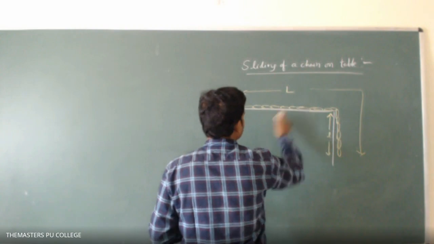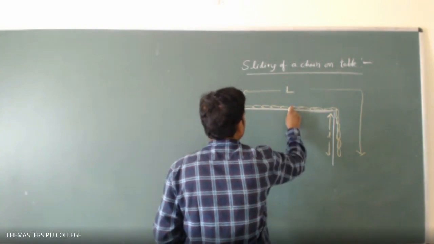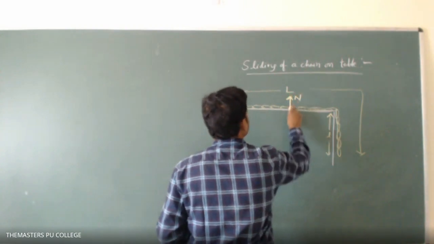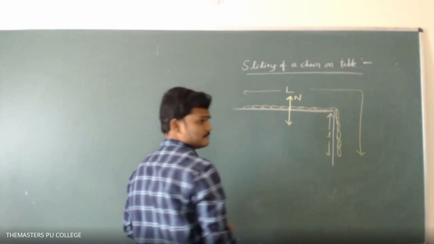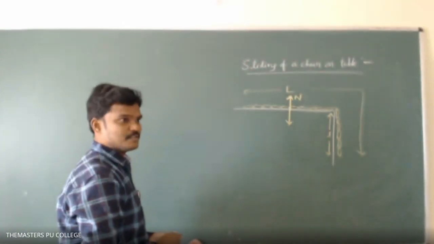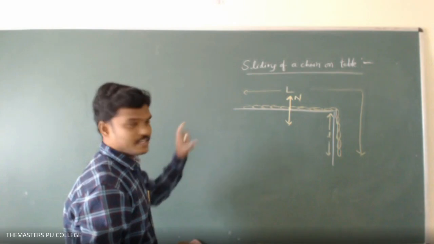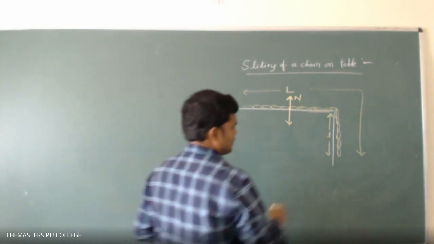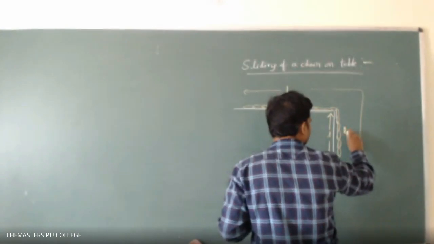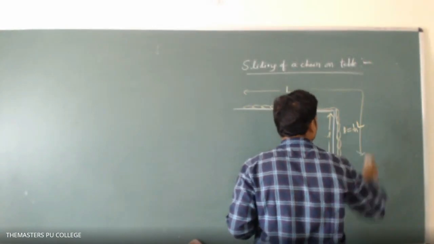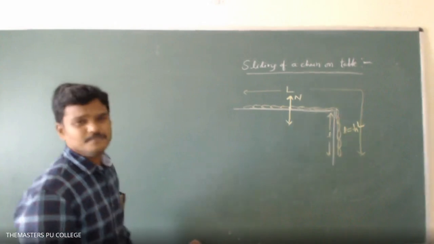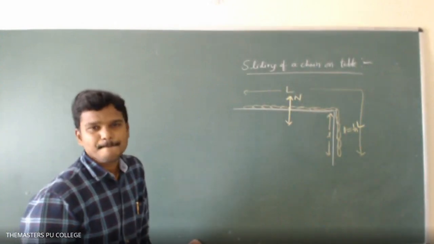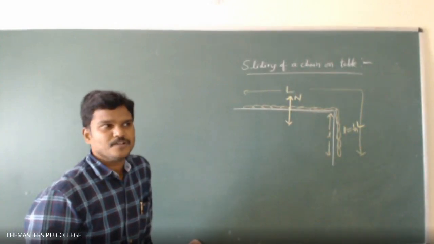See, what is the normal reaction? Normal reaction is upward. Normal reaction, at some point we can take. From that point, N is balanced by how much? See, small l is nothing but, let us suppose, 1 by nth part of the total length. How much part is hanging? 1 by nth part of capital L.